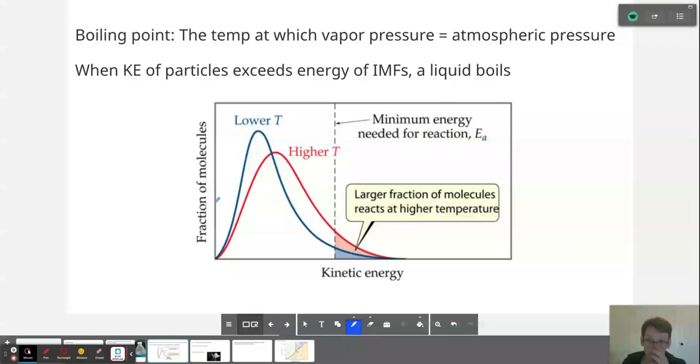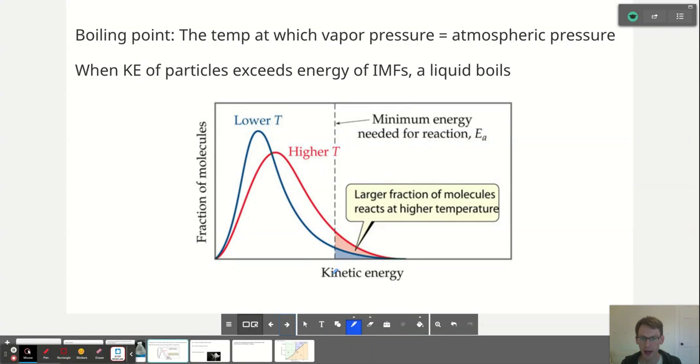So the boiling point is where the vapor pressure has risen so much that the vapor pressure is the same as the atmospheric pressure. It just goes up and up and eventually reaches the atmospheric pressure. On the level of the particles, when each particle's kinetic energy exceeds the energy of the intermolecular forces, a liquid will boil, or at least the particle will escape from the liquid as a gas.